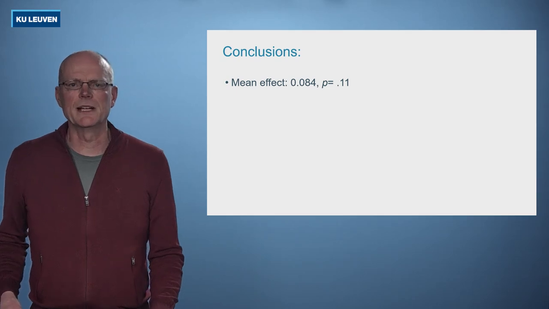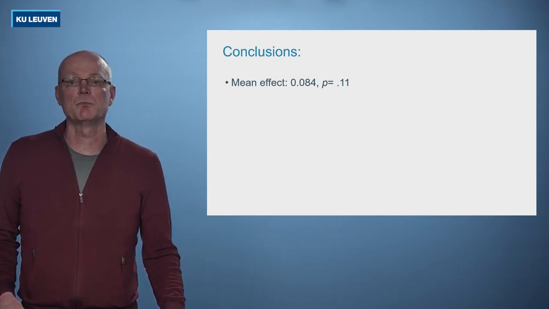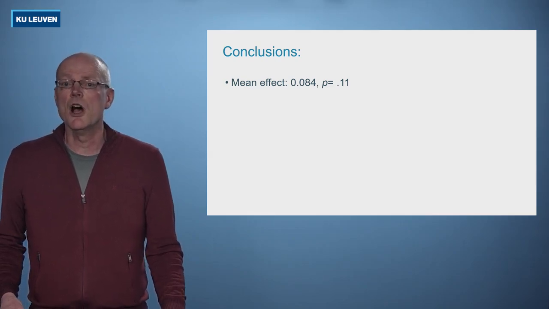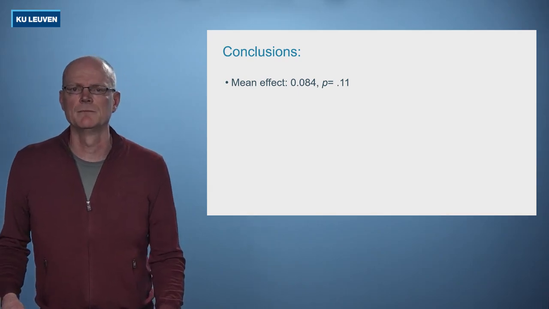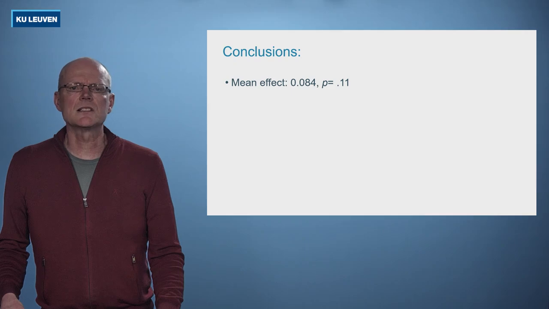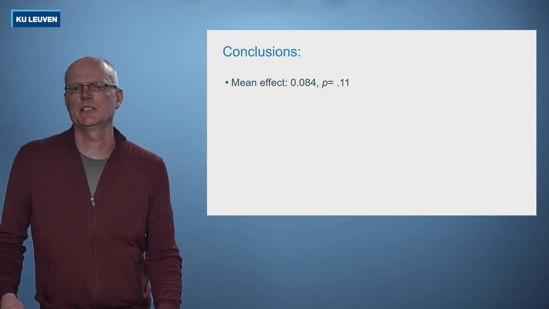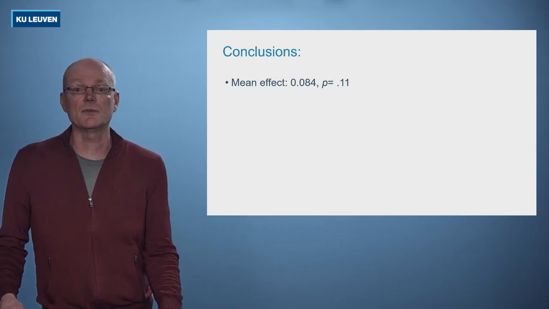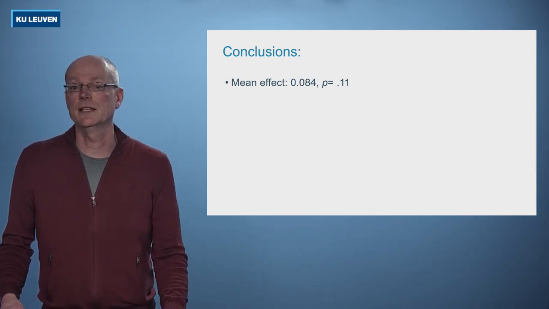Here are the results of the meta-analysis. It was found that on average, the observed effect size is equal to 0.084. Remember the guidelines. This effect can be called a very small effect, and the corresponding p-value is 0.11. Therefore, the effect is statistically not significant. The conclusion would be that in general, there is no teacher expectancy effect. Maybe in some studies the effect was positive and in other studies negative, but on average the effect is close to 0, and it is statistically not significantly different from 0.